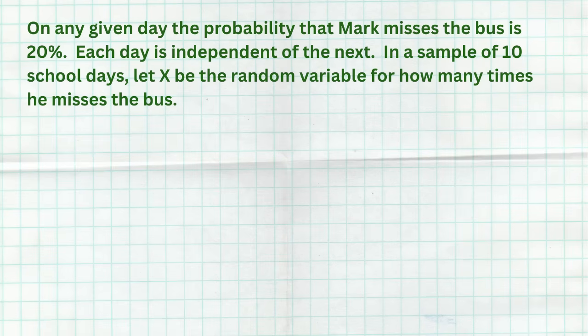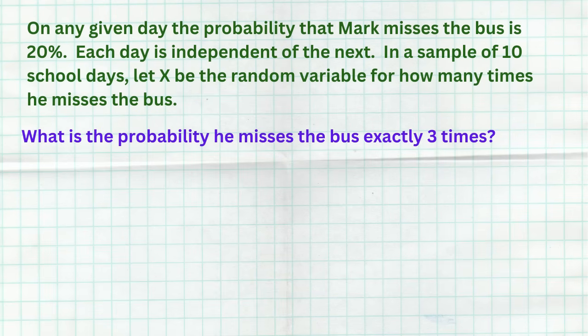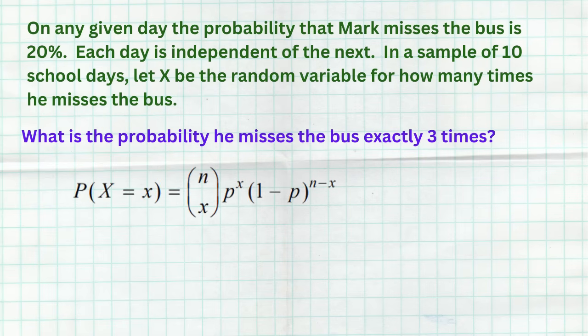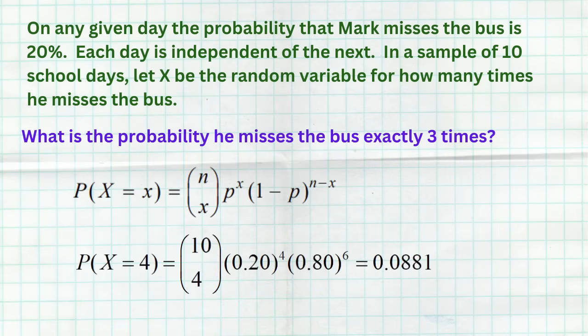So over those 10 days, he can miss the bus 0, 1, 2, 3, 4, 5, 6, 7, 8, 9, or 10 times. Now the question is, what is the probability he misses the bus exactly 4 times? So let me show you how that probability formula that they give you is going to work. So here it is generically. That first section there, the parentheses, is how many different ways it can happen. So we have 10 different days. How many different combinations are there where 4 of them are successful, meaning he misses the bus? So we have 10 choose 4.